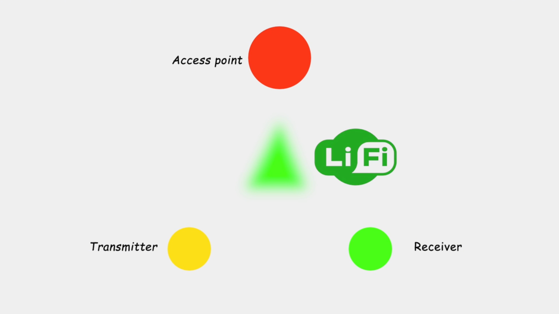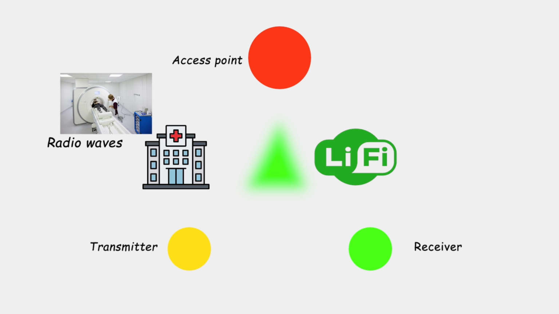Still, Li-Fi is promising for certain environments, like hospitals, where radio waves might interfere with sensitive equipment, or on airplanes, where it could reduce network interference. In homes and offices, Li-Fi could complement Wi-Fi in specific rooms where ultra-fast and secure communication is needed.